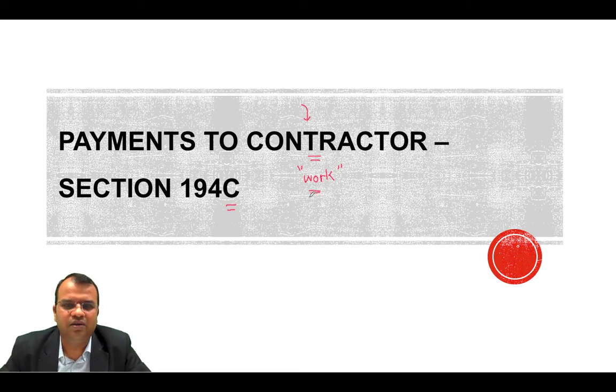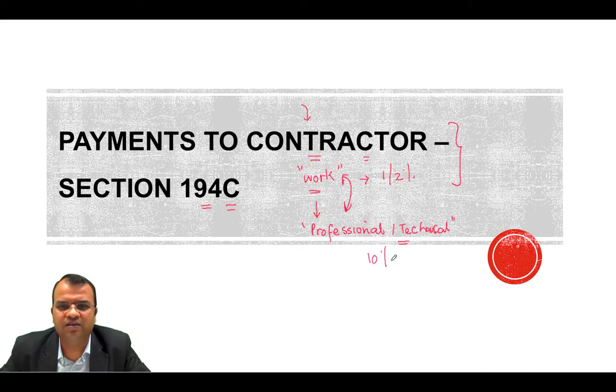Generally, if it is work, then it's covered under 194C. One important difference which you should make is payment for work or other stuff which we are going to discuss will be covered here. Payment for professional or technical services will be covered under section 194J. So when you understand this section, you should try and understand what's the difference between these two. Because here the TDS rate might be 1 or 2%. In this case, the TDS rate is 10%.